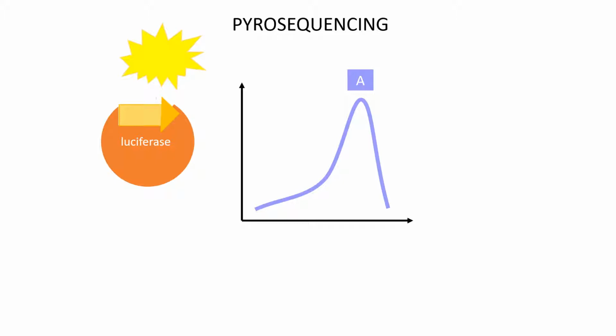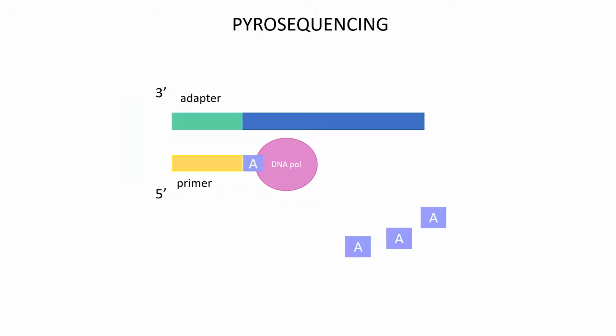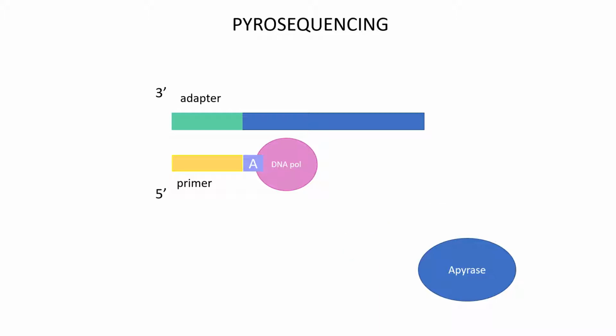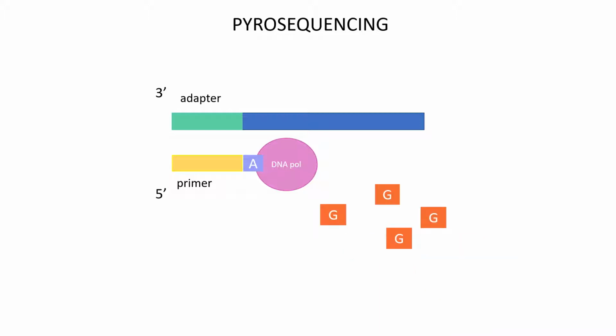The intensity of light recorded corresponds to the number of nucleotides incorporated. The unreacted nucleotides are removed by the apyrase enzyme, and the next nucleotide is added to identify the next base. The process is repeated until the whole fragment is sequenced.